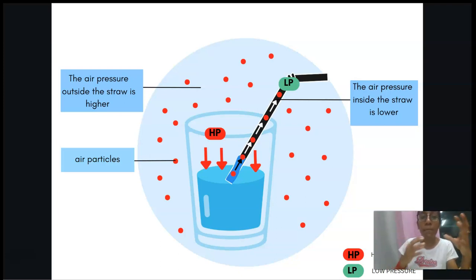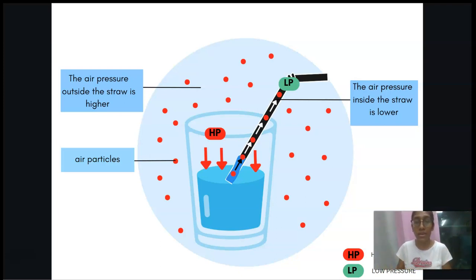When there are few air particles inside the straw, they don't collide with each other or the straw's inner surface as much. That's important because when they don't collide with each other, they do not produce a high pressure. In this case, they only produce a lower pressure. But outside, the air pressure is normal, like the air around us.